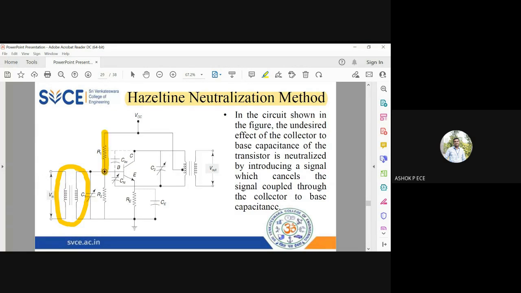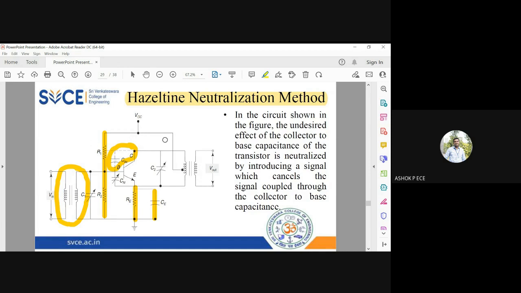R1, R2 are biasing resistors, and this is your common emitter amplifier. You have RE, bypass capacitor, and emitter resistance. We have seen the hybrid pi model of a transistor, where at high frequencies this capacitance CBC becomes dominant. CBC is between base and collector. So this capacitance is going to act like a feedback component. It is going to generate positive feedback.